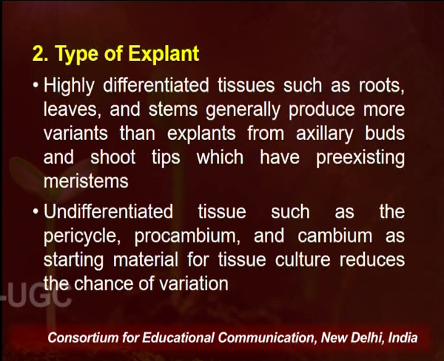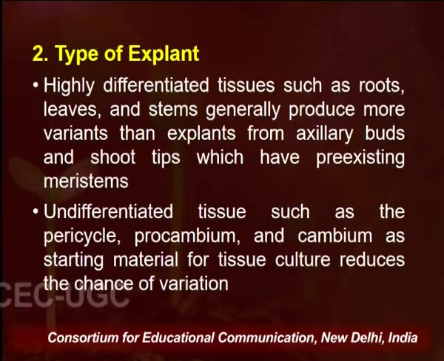conditions. Now it has been observed that if you are using a highly differentiated tissue, like roots, leaves or stems, they generally produce more variants than the explants which have less differentiated tissues, like axillary buds or shoot tips. Obviously there are certain exceptions in this case as well, because we discussed that the shoot tip region has more chimeras in the case of banana, which may eventually lead to somaclonal variation. But by and large, if we look into the scenario, then if you are using less differentiated tissue as explant material, the chances of somaclonal variations are less.